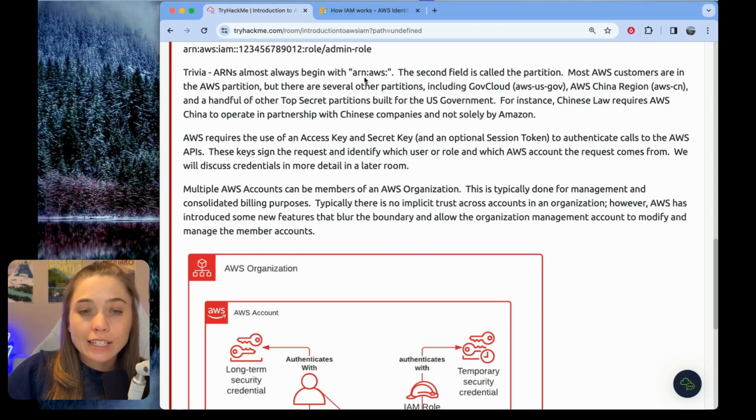So what they're getting at is that the ARNs for those other partitions that are not the main partition would have a different value here after ARN. It wouldn't be ARN AWS. It would be ARN AWS CN to indicate the China partition, for example.